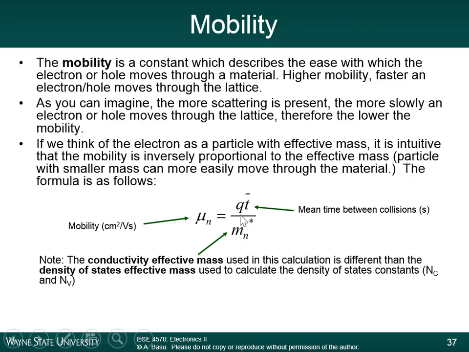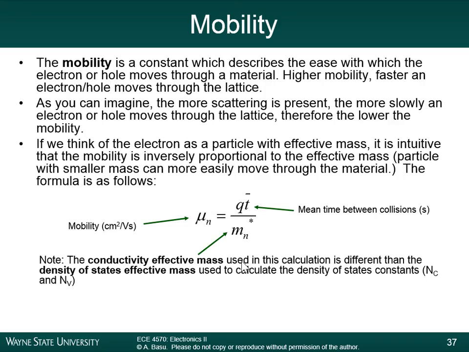So think about the electron as a particle with effective mass. It has a certain mass. And that mass is always colliding with other particles, so the velocity of that electron is changing, and then the electric field starts to accelerate it again. Now compare a heavy particle and a light particle. What's going to move through the lattice faster? The light particle. From a mechanics standpoint, the collisions are changing the momentum. The heavier particles have more momentum. They have more inertia. So when they collide with something, they lose their momentum.